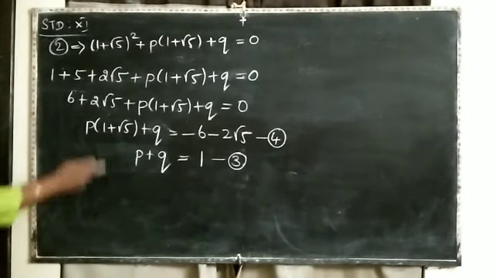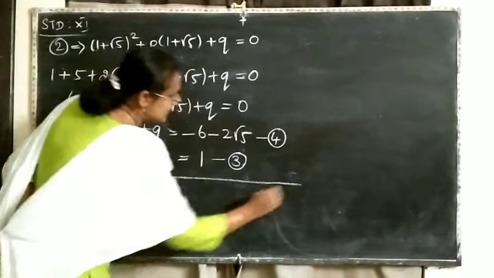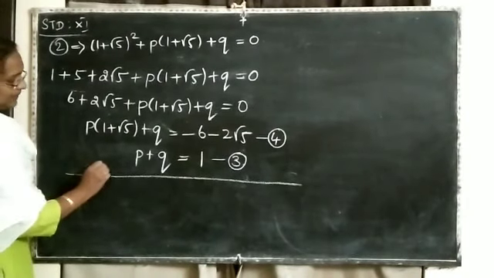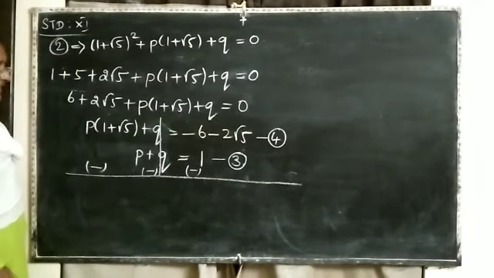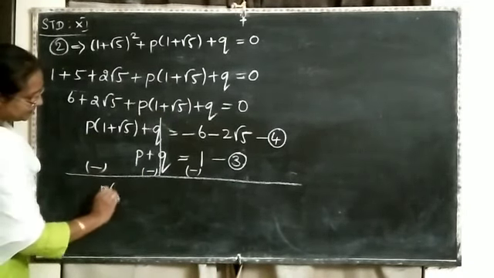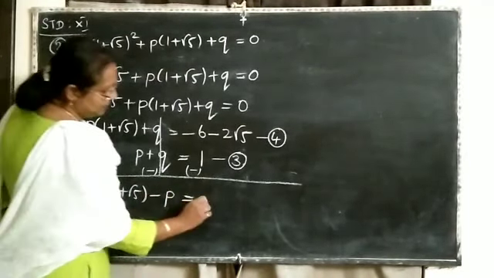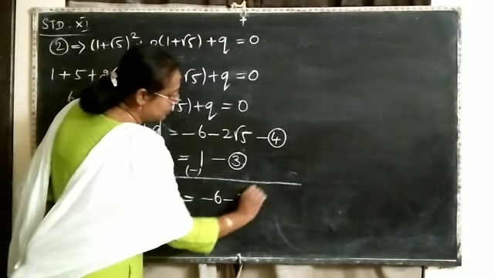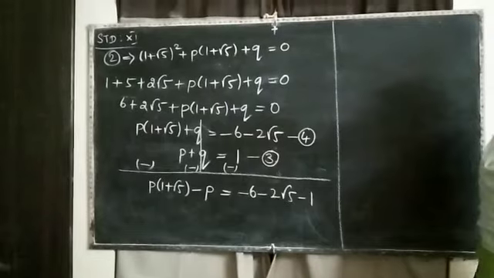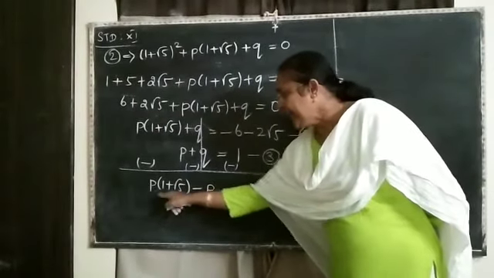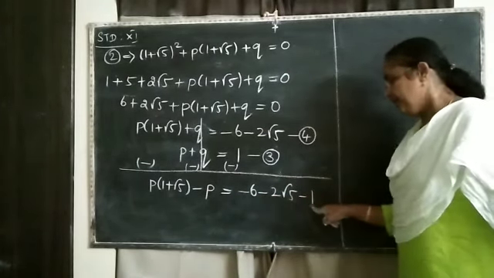Now look into this. Here I have q and here also I have q. Shall we eliminate by just interchanging the signs? So this becomes minus, minus and minus. So plus q and minus q get cancelled. From here I have p into 1 plus root 5 minus p is equal to minus 6 minus 2 root 5 minus 1. So now what will be the value? Look into this: p into 1 plus root 5 minus p equals minus 6 minus 2 root 5 minus 1.